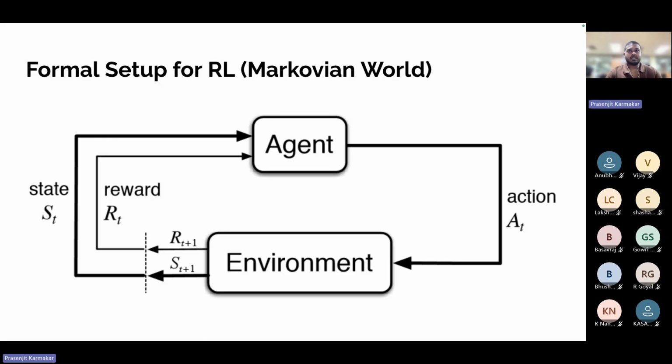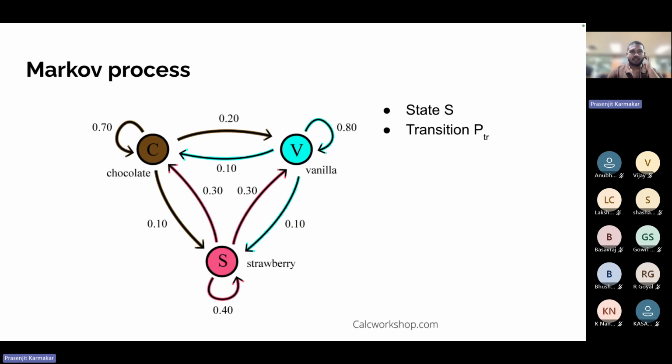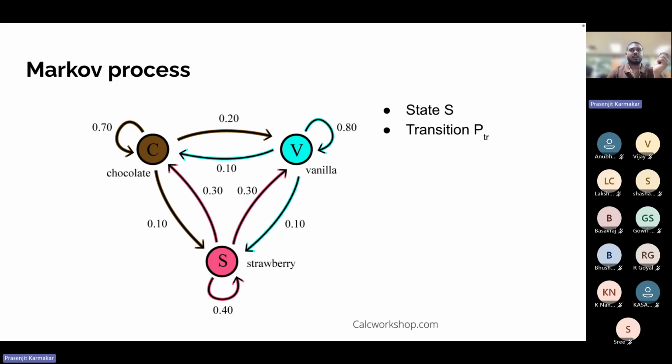So as you remember, the RL setup is this. There is an agent that takes an action on an environment. It gives back a reward and a state, right? And observing those reward and state signals, the agent again takes an action. Okay, so that's the RL loop. And these are the world representations that we talked about earlier: Markov reward process, Markov process, and Markov decision process. The example was a transition from a few states with some probability. That's the Markov process.